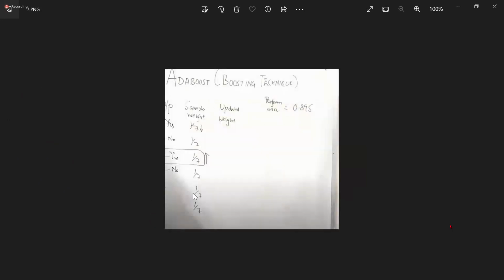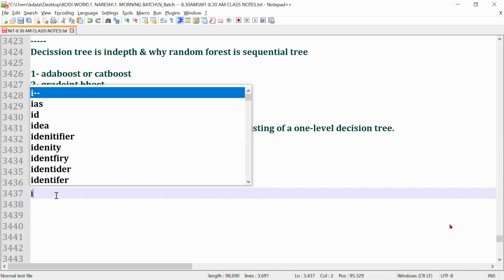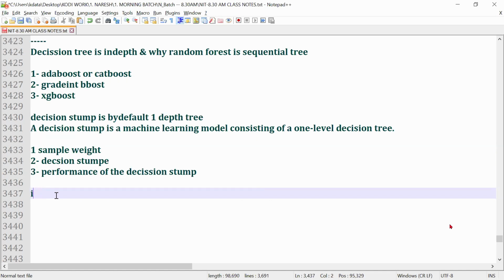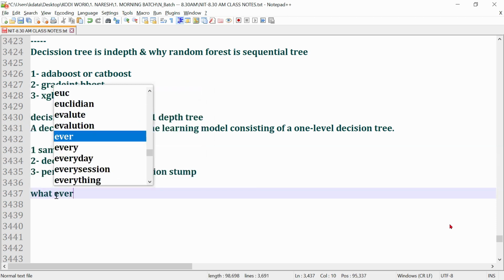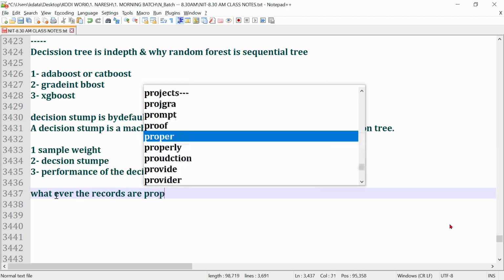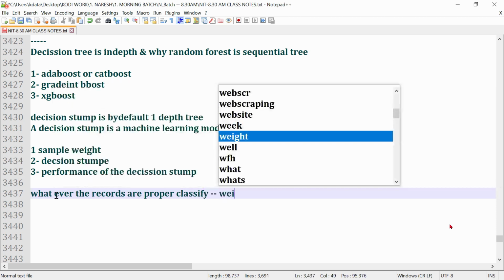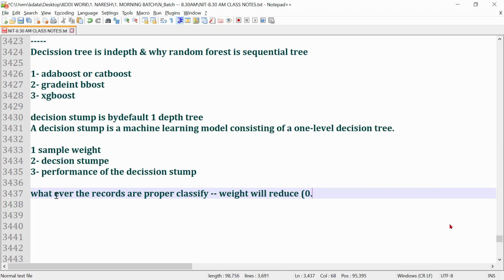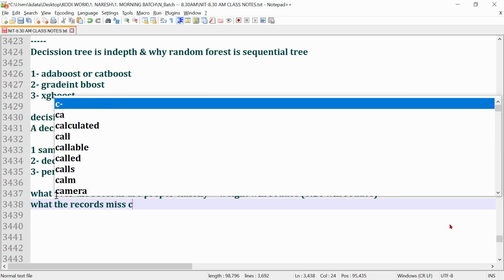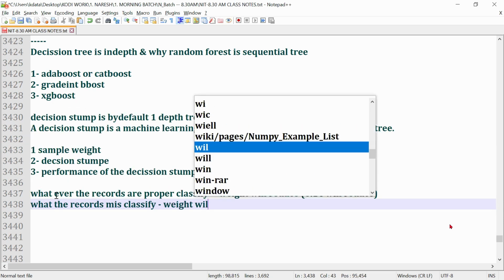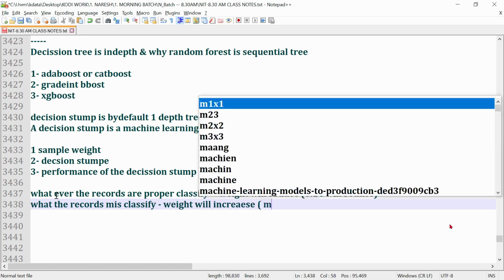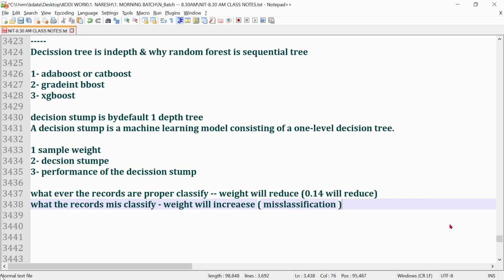Okay. Now, once you compute the performance of the stump, if you know what gradient descent is, we try to reduce the loss to increase the accuracy. Whatever records are properly classified, the weights will reduce. So 0.14 will reduce to 0.13, 0.12. Reduce means proper classification happened. Whatever records are misclassified, the weights will increase. Increased weights mean we understand the records are misclassified.